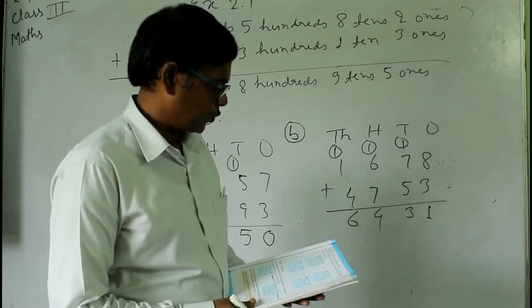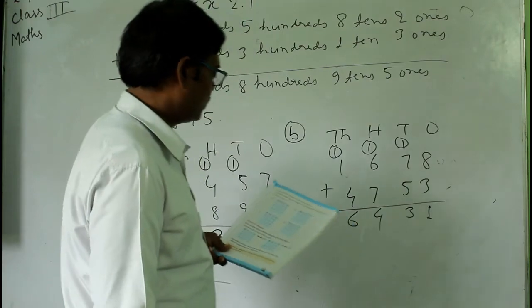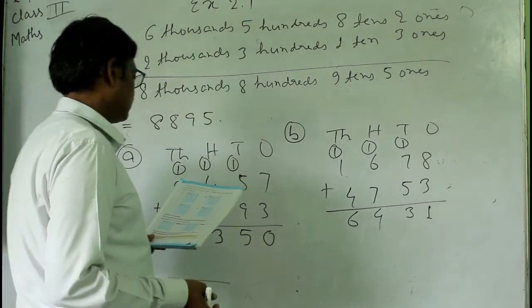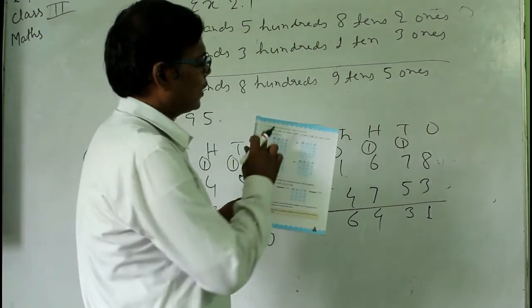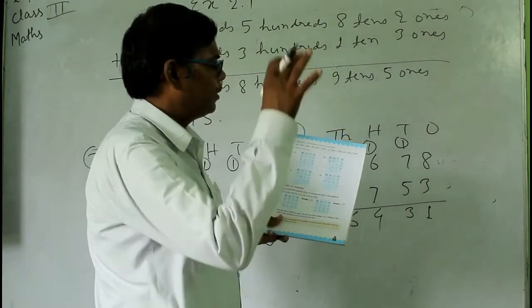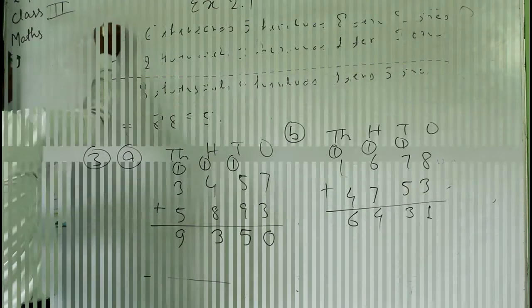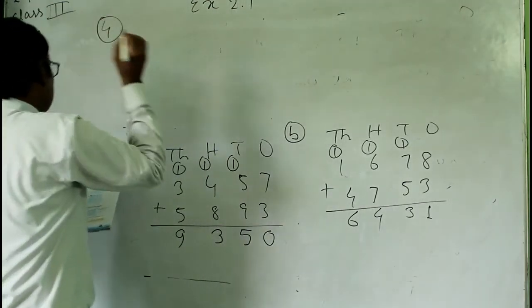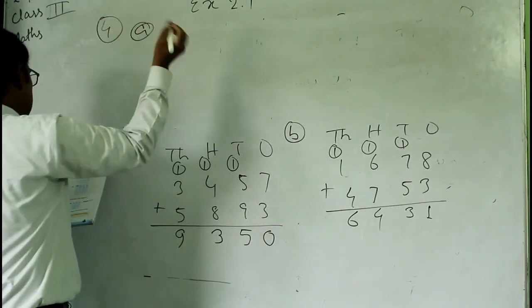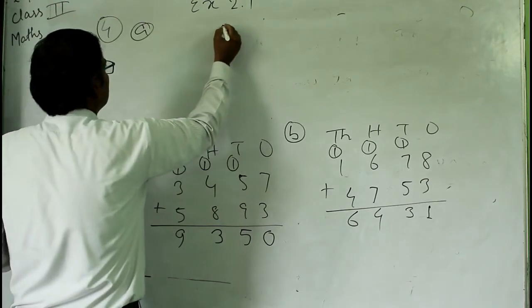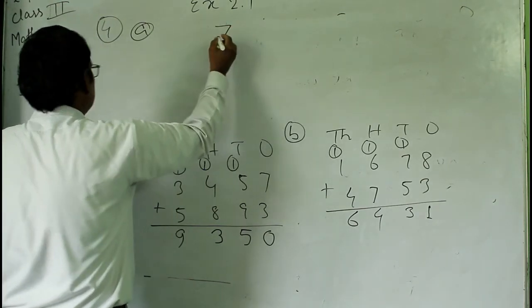Now question number 4. Okay, question number 4. Here again we have to add, but the numbers are written like this horizontally, and we have to write the given numbers in columns and then add. Okay, so write in the columns and then add. Okay, so here I am writing the number in the column. Okay, you will see the question in the book.